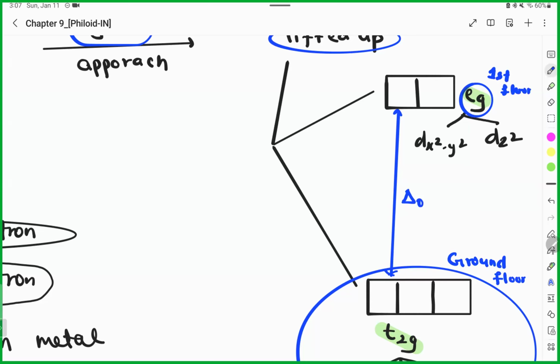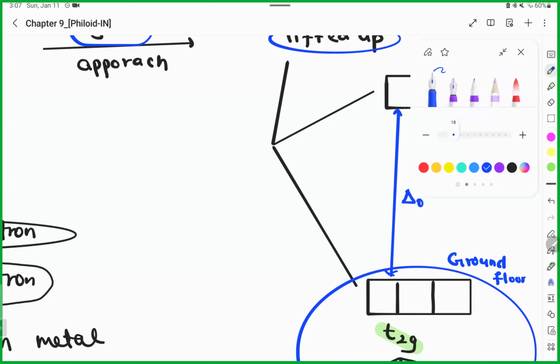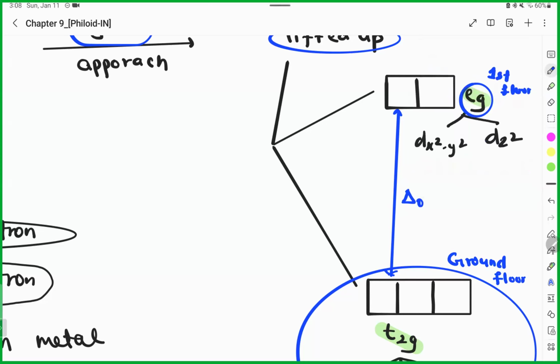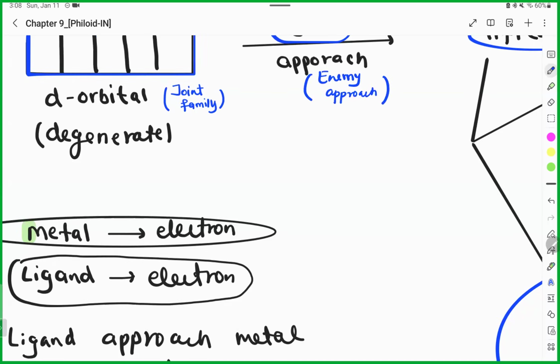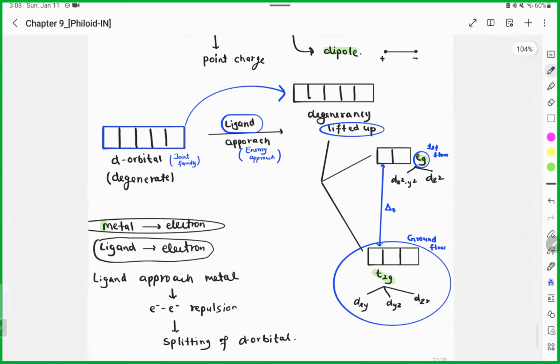So if any of their relatives come in future, where will they try to go first, ground floor or first floor? Ground floor, sir. Ground floor. That's why you will see electrons will be first filled in the T2G and then in EG.